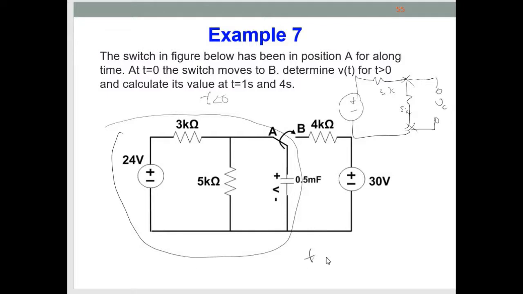And when t is more than or equal to 0, the switch here shifts from A to B. So the circuit has 30 volt and 4 kilo ohm, and the capacitor still becomes an open circuit for the voltage. This is 30 and this is 4 kilo ohm. This is after, t more than 0, and this is t less than 0.